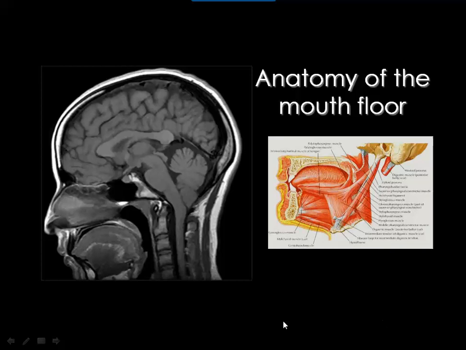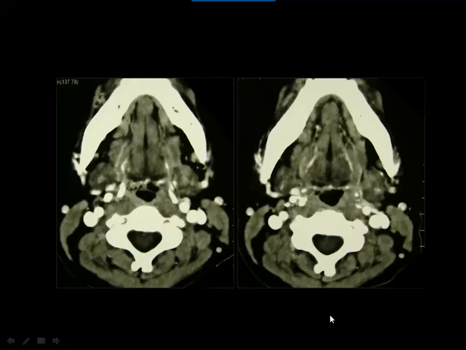In the sagittal MR images you are able to see the tongue proper, and you can also see GG, which is the genioglossus muscle. Then you will see this muscle which connects the mandible to the hyoid bone, and this is known as the geniohyoid muscle, and I will show it to you immediately.